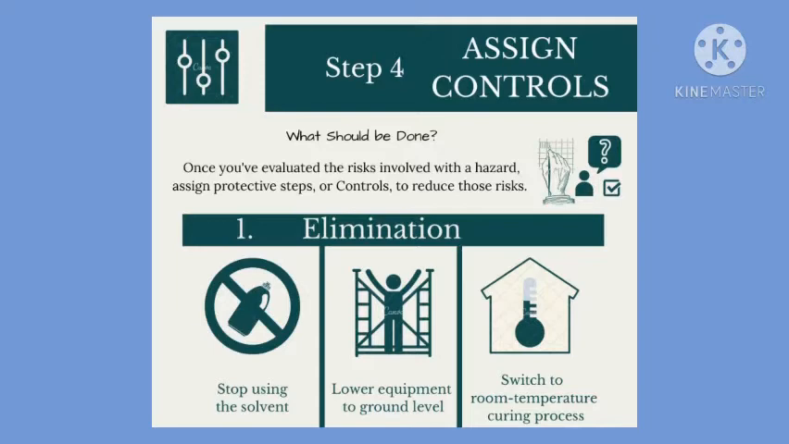Number 1. Elimination. It is often cheaper and more practical to eliminate hazards at the design or planning stage of a product, process, or place used for work. In these early phases, there is a greater scope to design out hazards or incorporate risk control measures that are compatible with the original design and functional requirements. For example, stop using the solvent, lower equipment to ground level, switch to a room temperature curing process.